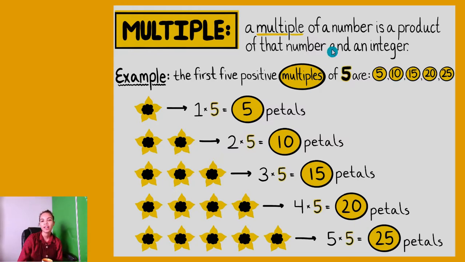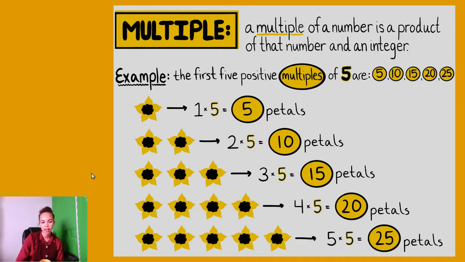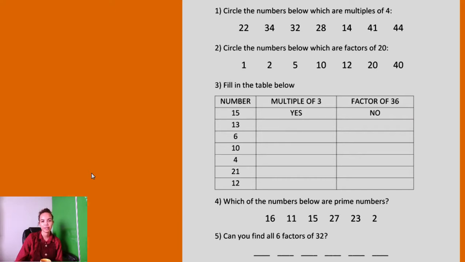A multiple of a number is the product of that number and an integer. Okay, so the first 5 multiples of 5 are 5, 10, 15, 20, 25. They've even got a little picture of sunflowers to show you how it works. Okay, so let's get going.